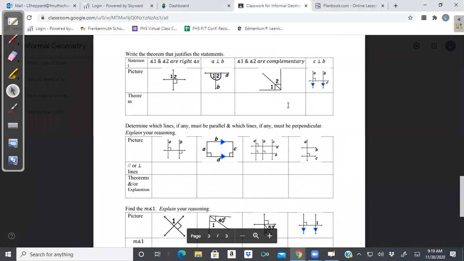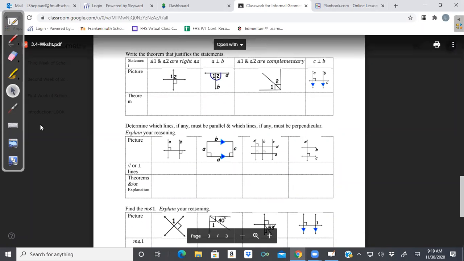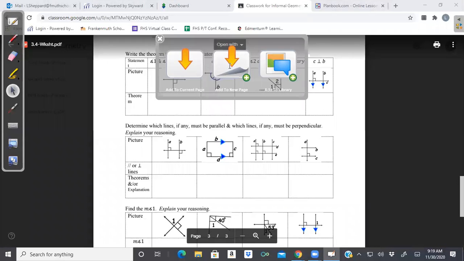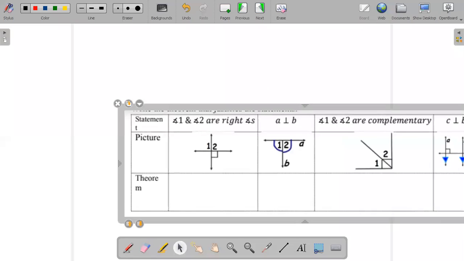So I kind of expect you to use that time to do something. All right. So with this one, I'm just trying to figure out a theorem or a property or something that's going to justify that that angle is a right angle. So maybe just use your words. I don't even care what you do. Just use words to try and describe how this works.